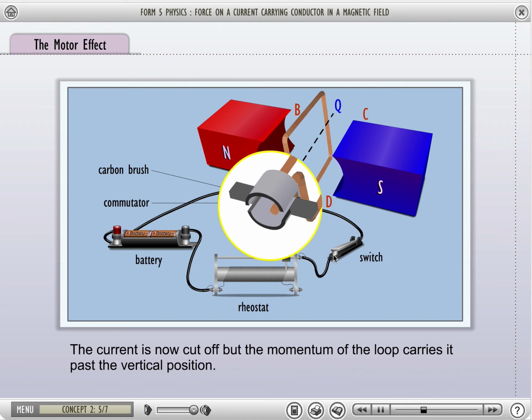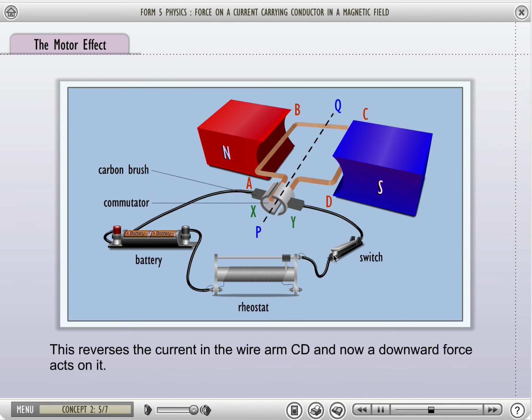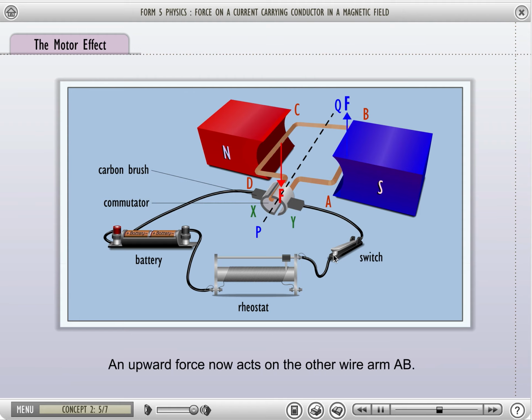The current is now cut off, but the momentum of the loop carries it past the vertical position. This reverses the current in the wire arm CD, and now a downward force acts on it. An upward force now acts on the other wire arm AB. Hence, the loop continues to rotate in the same direction.